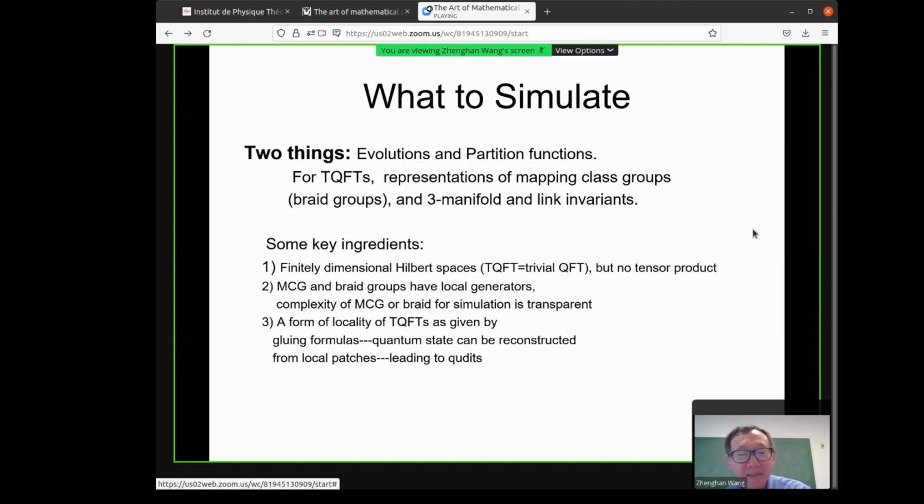And a key ingredient in the simulation of a topological quantum field theory is given by some kind of locality. So this is given by the gluing formulas. Basically it means that if you want to know a state on a surface, I'm talking about 2+1 topological quantum field theory, you can cut the surface into pairs of pants, and then the state can be recovered from the states on the pairs of pants. So these three ingredients make the simulation of topological quantum field theory relatively easy. And as we will see later on, those are all very difficult problems for conformal field theories.